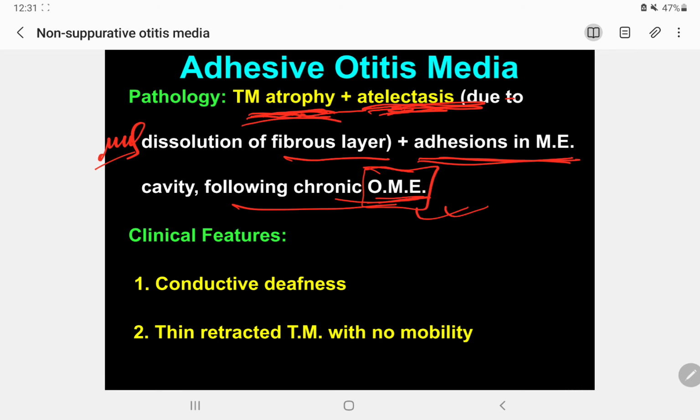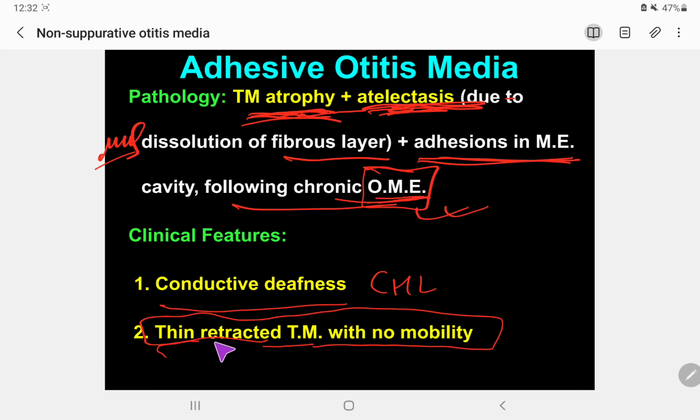So in adhesive otitis media, the main pathology is tympanic membrane atrophy with atelectasis due to the dissolution of the fibrous layer. And then what happens, it will adhere, right? It will get stuck, like Fevicol. So the adhesion will take place in the middle ear cavity, due to chronic otitis media with effusion, right? So what are the clinical features? Clinical features include conductive hearing loss or conductive deafness. And then there will be a thin retracted tympanic membrane with no mobility, right? There will be a retracted tympanic membrane with no mobility.